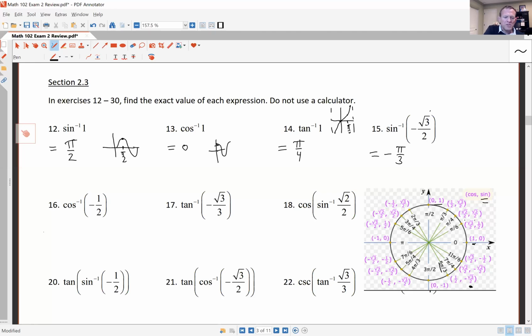The inverse cosine of negative 1/2, this will output the answer in quadrant 2. And so I know that the cosine of 30 is root 3 over 2 and the cosine of 60 is 1/2. So this is that 60 degree angle in quadrant 2. So we're looking for this angle right there, which is 2 pi over 3.